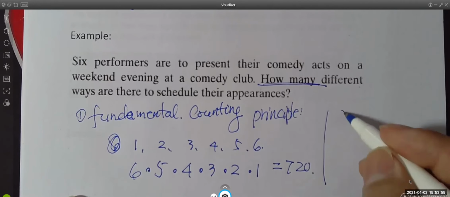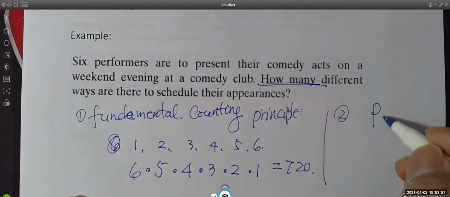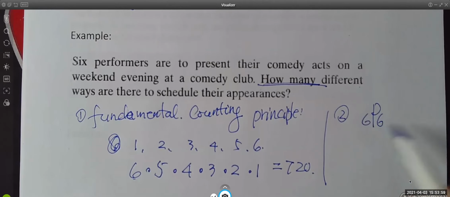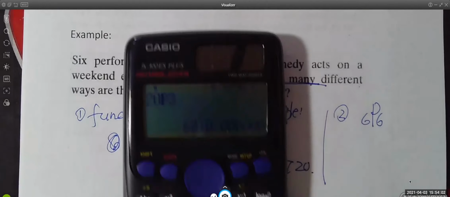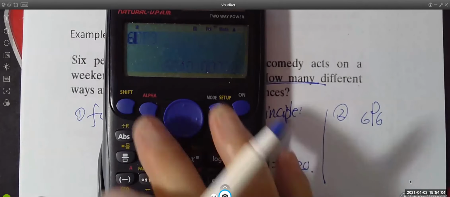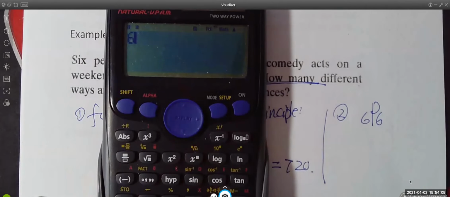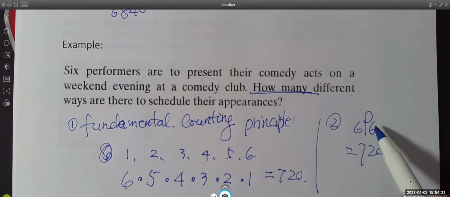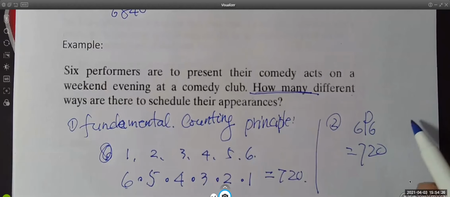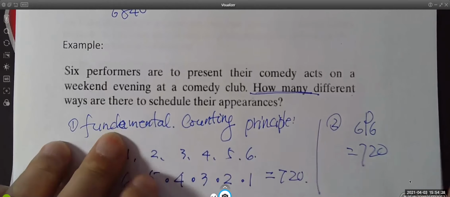Now we can also do it as a permutation. Select 6 out of 6. In other words, let's do that first. Why not, right? So 6, this is the permutation. Select 6 out of 6 equals 720. That's why after we understand it, it's much easier to do it using a calculator. So in other words, if you select 6 out of 6, it's the same as 6 factorial. If you select n out of n, it's the same as n factorial.